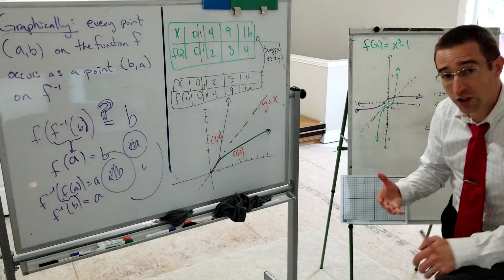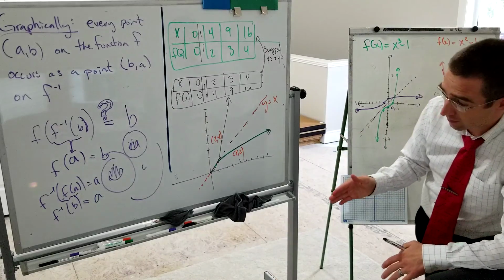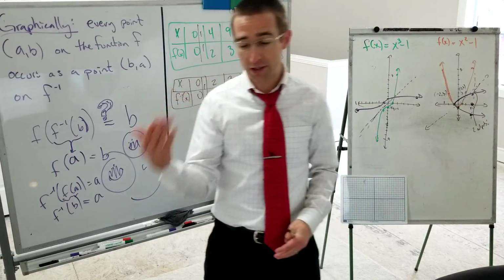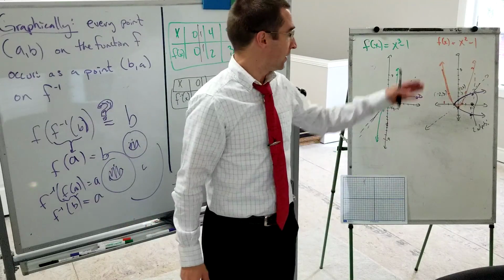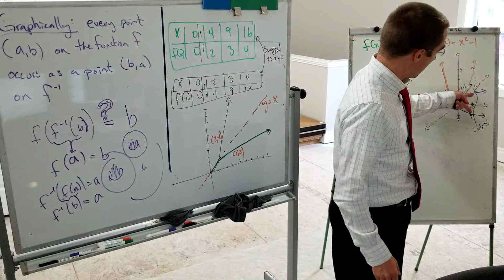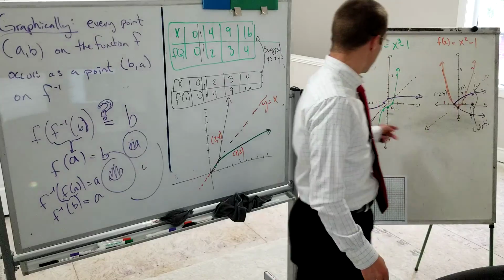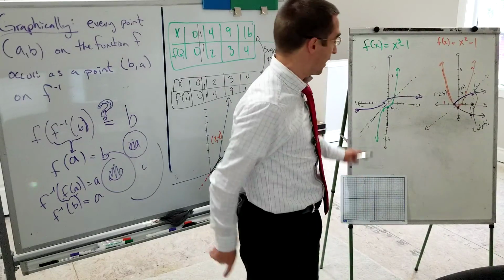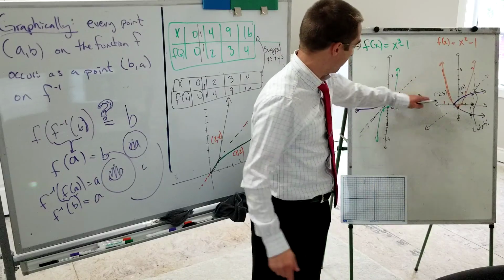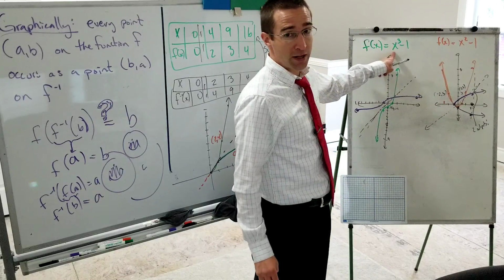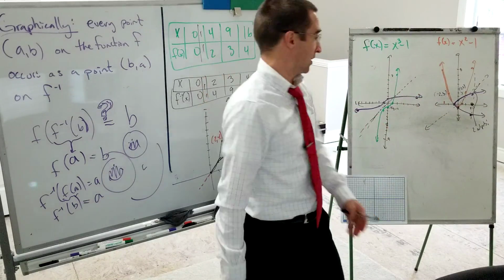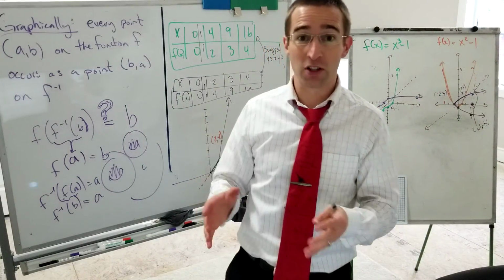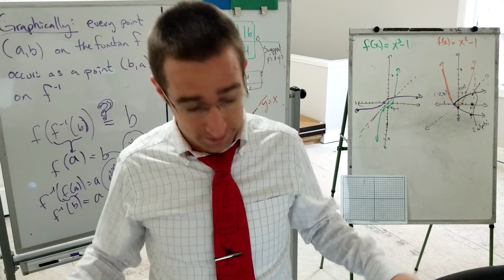And a function for each x is one and only one y. For each input, one and only one output. Each input has exactly one output. Here, this input has two outputs for the purple. Here, every vertical line I draw, one and only one output. This purple graph, the inverse of x to the third minus 1, is an inverse function. Here, this inverse graph is not an inverse function because it's not a function.